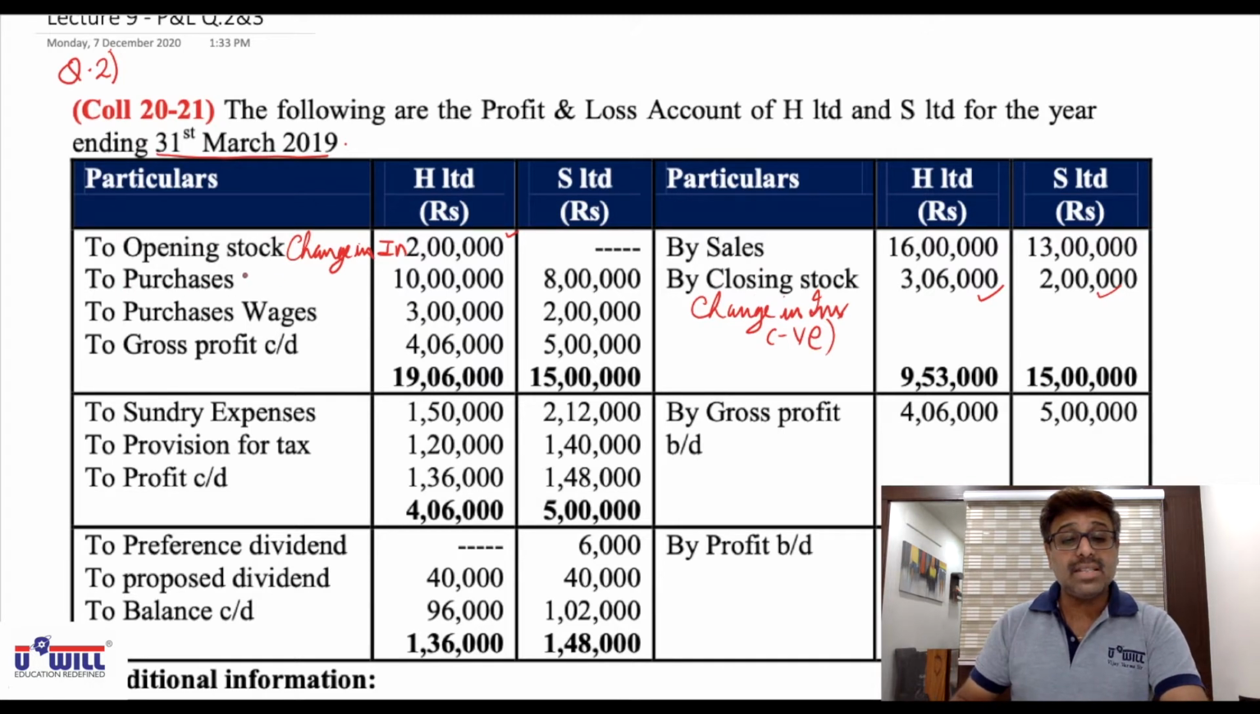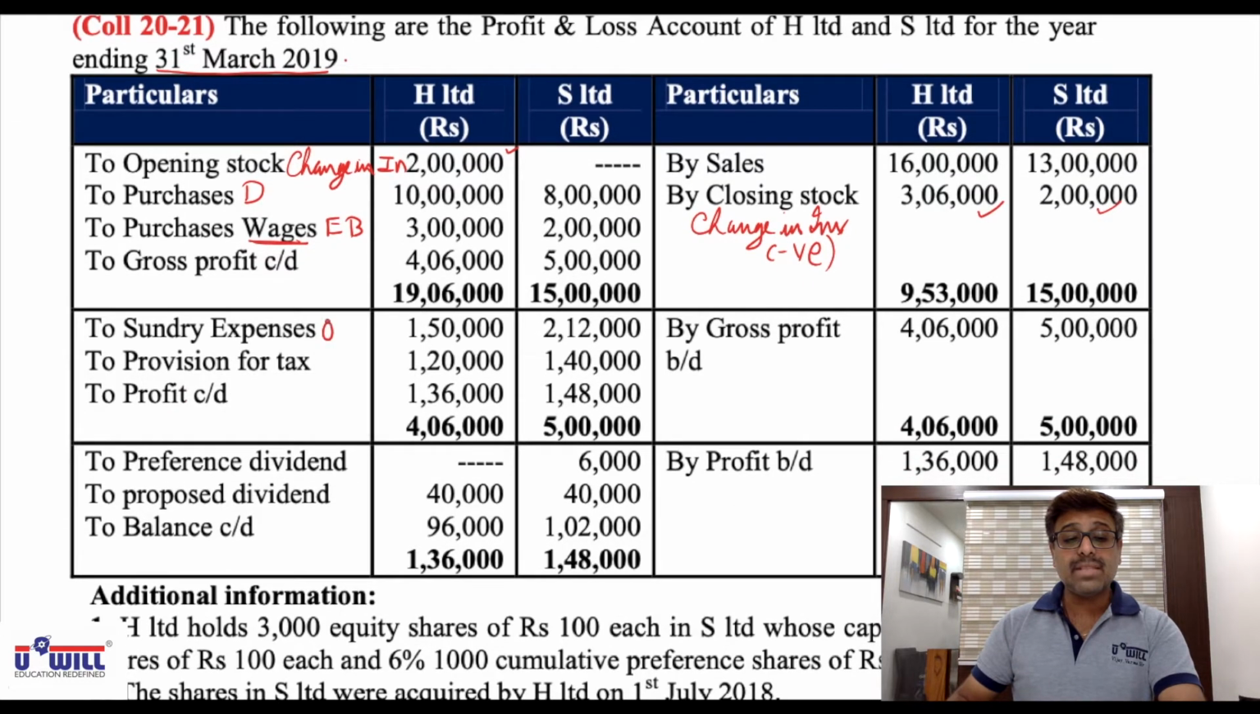Then purchases will come in direct purchases. C, D, E, F, do. So it will come in D, direct purchases. Wages will come in employees benefit expenses. Okay, C, D, E, F, do. So in that, E stands for employees benefit. Sundry expenses will come in other expenses, DOO, other expenses. Provision for tax will directly come in the P&L statement at the end. And these profits we will be finding on our own.